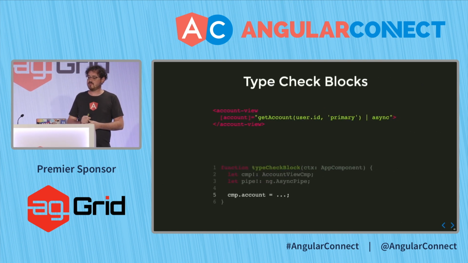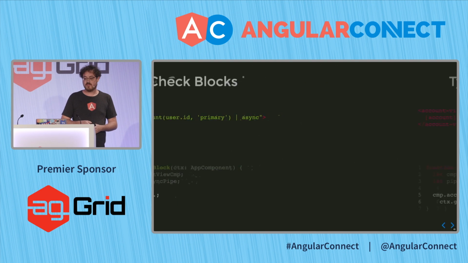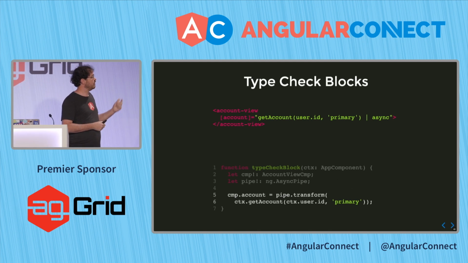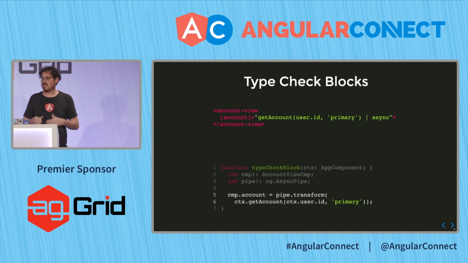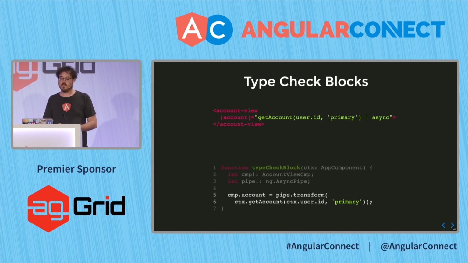So next, we express the binding itself as a write to the account property on the component, right? And if this property doesn't exist, TypeScript is going to yell at us. And finally, we convert the expression into a pipe.transform call of a call to getAccount. And again, if any part of the types here don't line up, TypeScript is going to let us know.